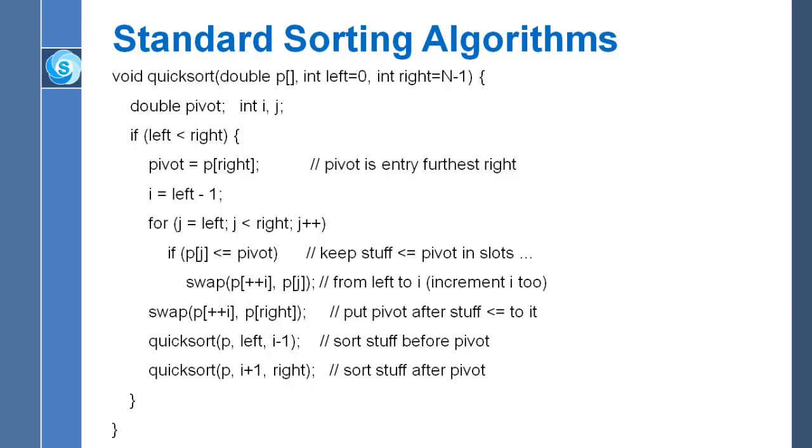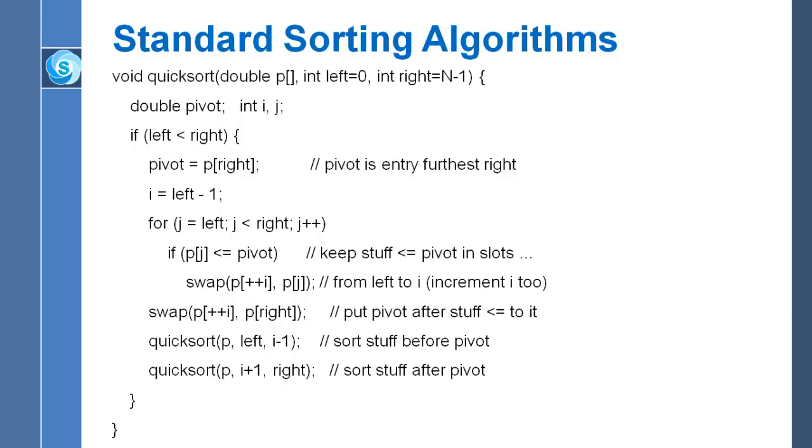You may not be really up to speed with the plus plus operator. The fact that it's in front of the I means that I gets incremented prior to using it as an index into the array P. So remember that it started off being 1 less than left. So the very first time it's used here, it'll first increment it from left minus 1 to left. Okay? So the first time it's used here, this will read P bracket left.